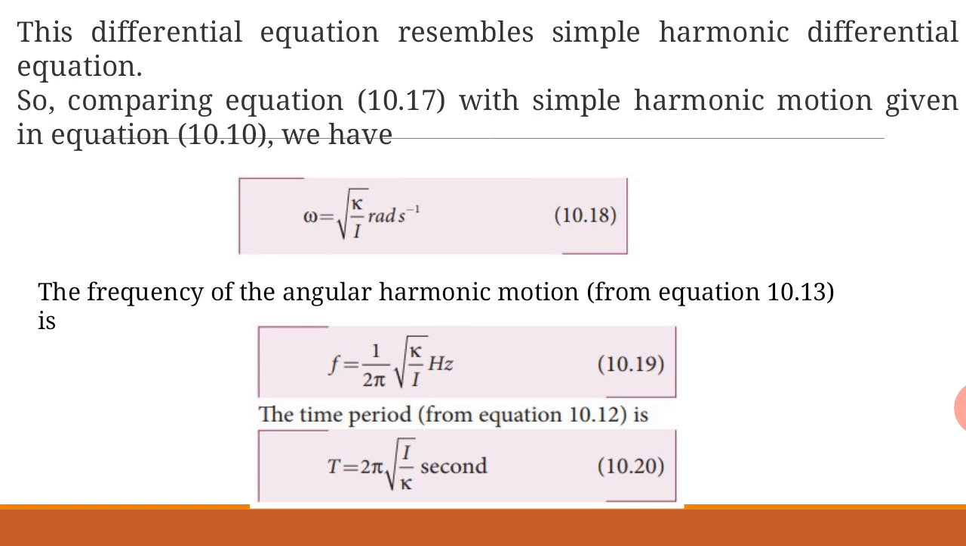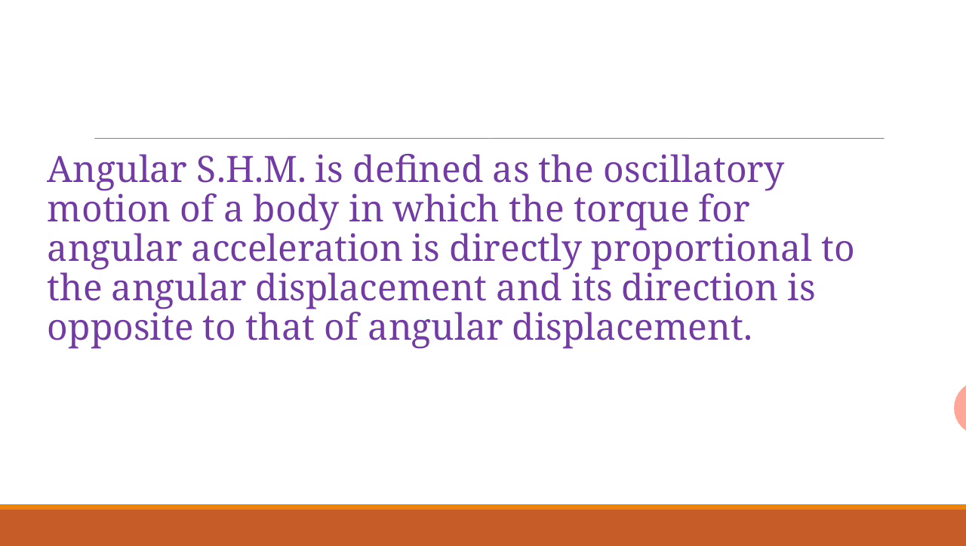So this is the difference. The frequency of angular harmonic motion can be written as 1 by 2 pi square root of k by I. And if we take the reciprocal of frequency, we will get T is equal to 2 pi square root of I by k. So this is the time period for a body performing angular simple harmonic motion.